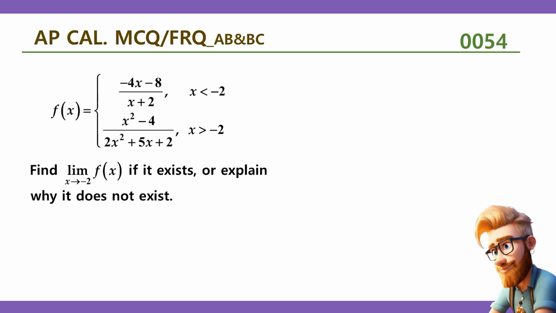Okay, so let's say this is the x-axis, and let's say here's -2, right? If x is less than -2, we have this function, right? So we're going to have to find the left-hand limit of this function as x approaches -2. So the limit as x approaches -2 from the left-hand side, we have -4x minus 8 over x plus 2.